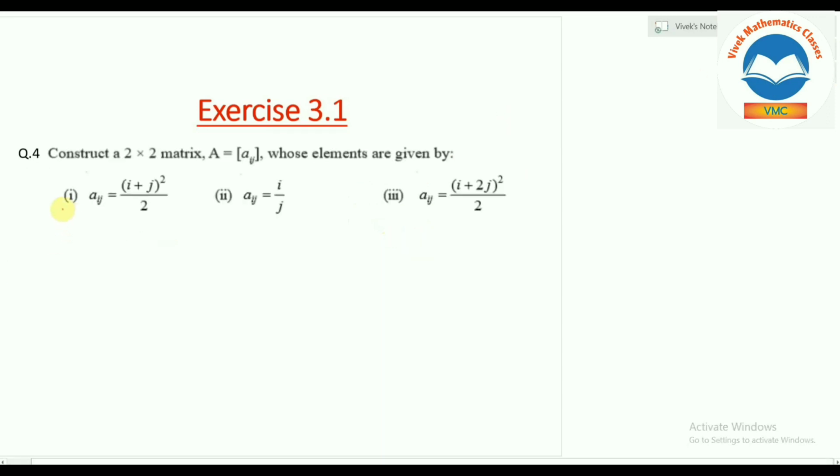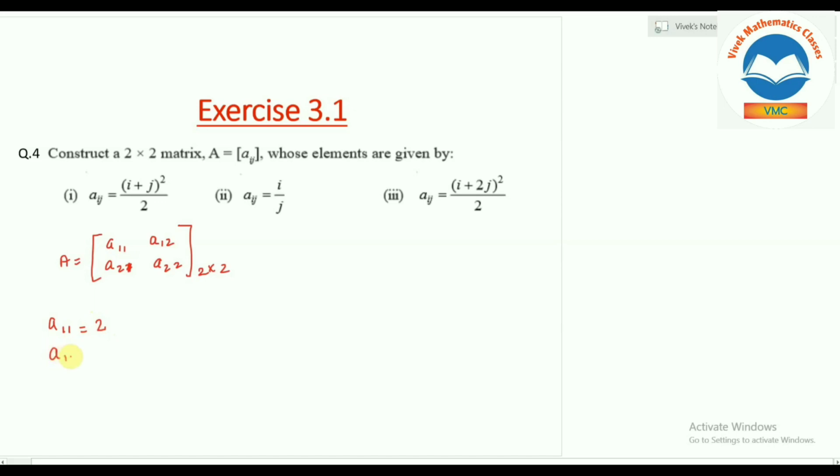Fourth question, they are saying construct a 2 cross 2 matrix A equal to Aij whose elements are given. 2 cross 2 means the matrix should have the format A11, A12 in the first row, and A21, A22 in the second row, with 2 columns and 2 rows. First we'll find all the elements and substitute here. A11: substitute 1 in place of i and 1 in place of j. So 1 plus 1, 2 squared is 4, 4 by 2 is 2.